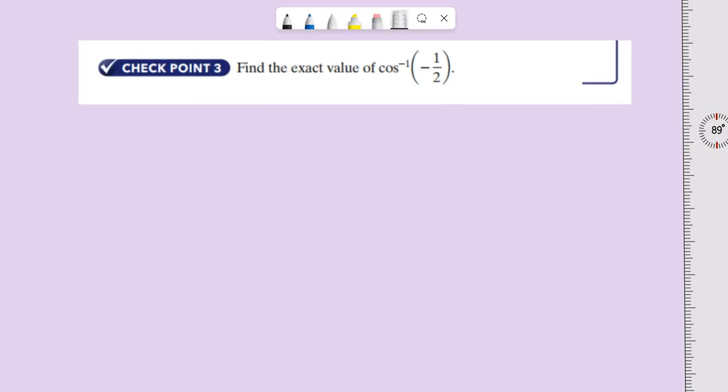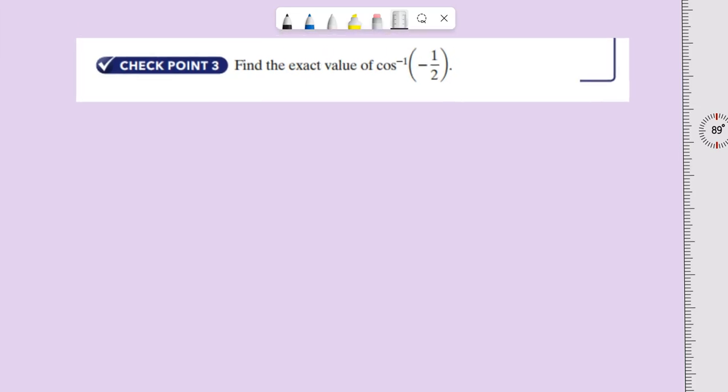Find the exact value of inverse cosine of negative 1/2. I'll have the answers when you return.